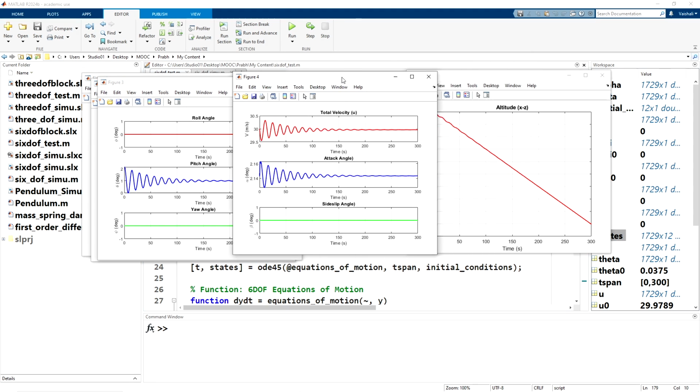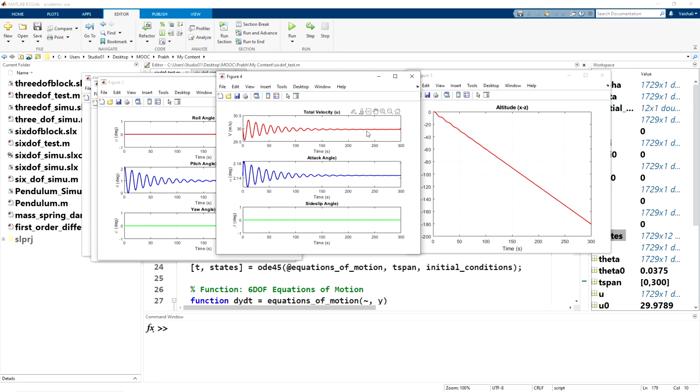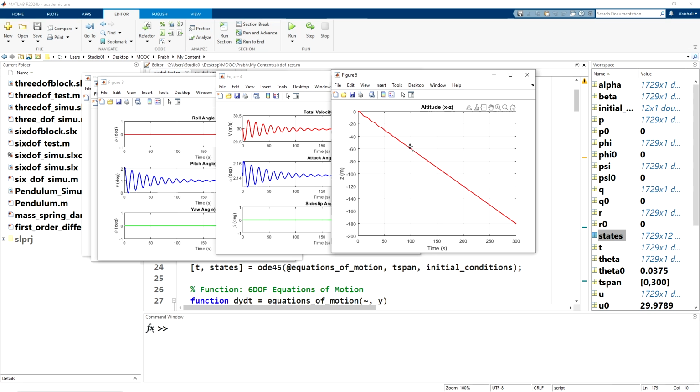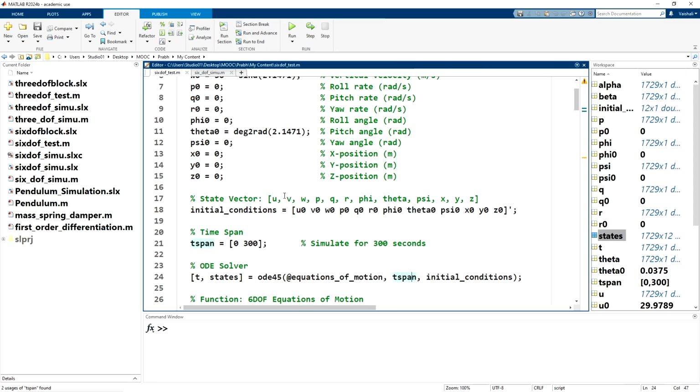And in figure 4, I have directly plotted the total velocity. Here we have total velocity again approximately 30 meters per second. Alpha is up to 2.14 degrees and beta is 0. And here again we observe that the altitude is actually decreasing. Since there are no variables in lateral, it is behaving as if it is 3 degrees of freedom motion. All right. Now let me introduce a disturbance in the lateral variable.